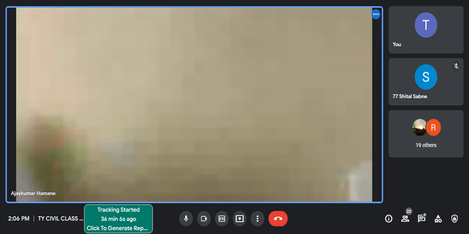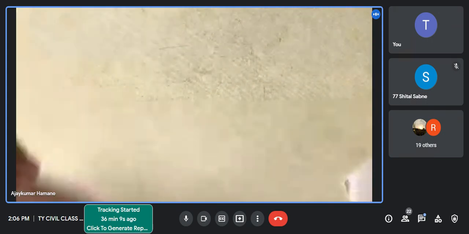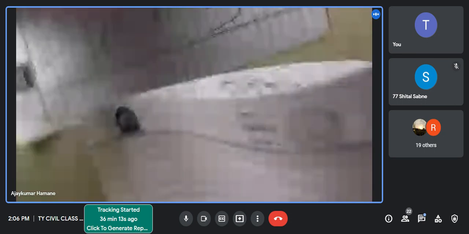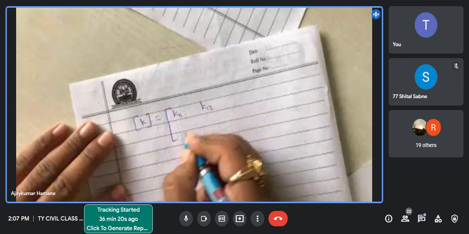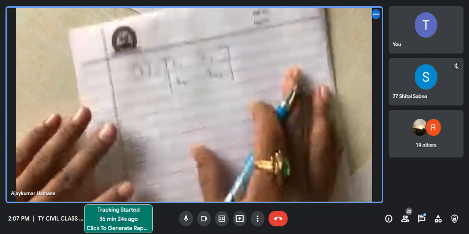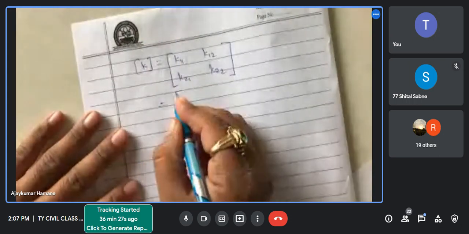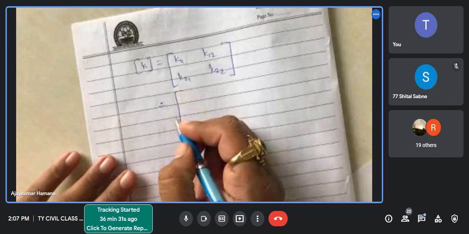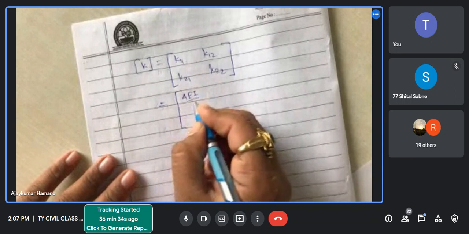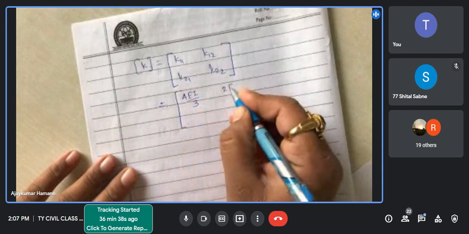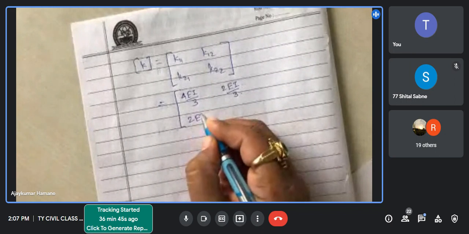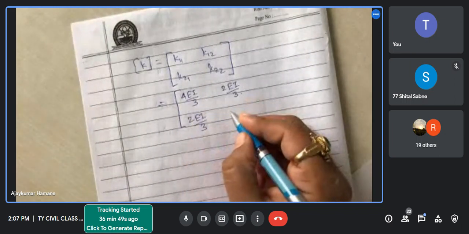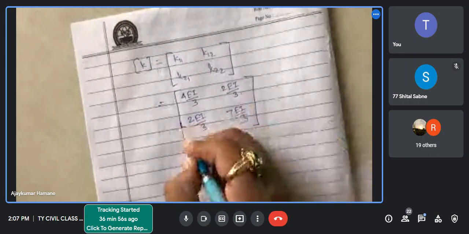Now, we got the stiffness matrix K equals K11, K12, K21, K22. So what we have here: 4 EI by 3, K12 is 2 EI by 3, K21 is 2 EI by 3, and here 7 EI by 3. Okay students, have you understood?